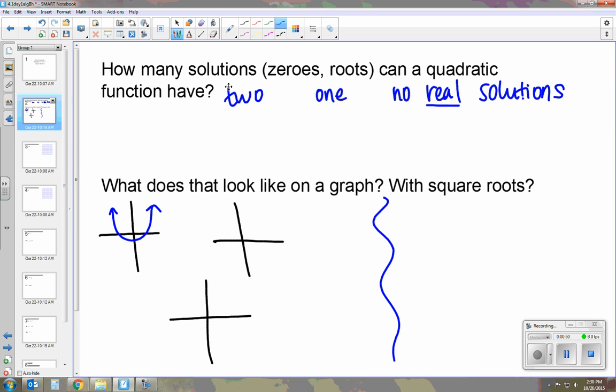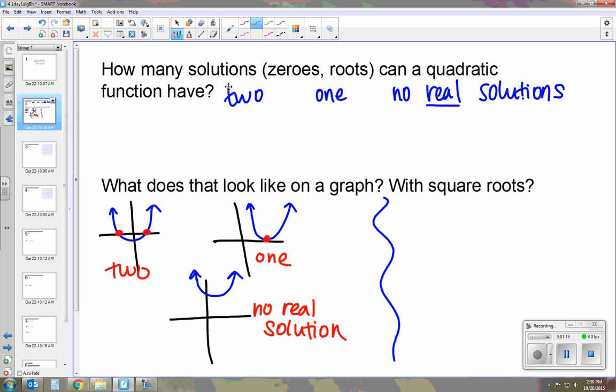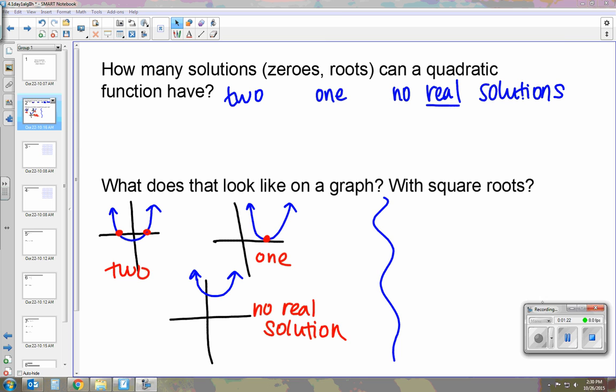And the solutions would be the intercepts on the x-axis. So that would be 2 solutions. 1 solution is where the vertex just hits once. So that's 1 solution. And if it's floating, if it doesn't actually hit the x-axis, this is no real solution. And I'm going to show you what that looks like algebraically with square roots.